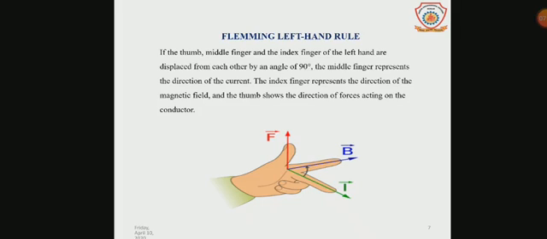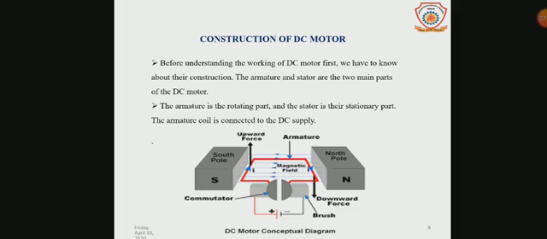The direction of this force is governed by Fleming's left hand rule. According to Fleming's left hand rule, if we stretch the thumb, forefinger and middle finger of our left hand such that they are mutually perpendicular to each other, and if the forefinger points to the direction of flux and the middle finger points to the direction of current, then the thumb gives the direction of force. This is shown in the figure, where our thumb represents the force, the index finger represents the magnetic field, and the middle finger represents the direction of current. This is the construction of DC motor.